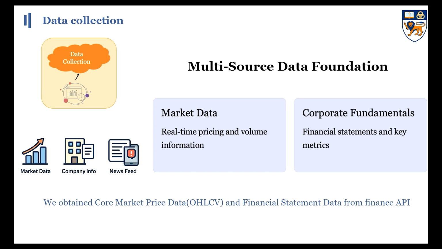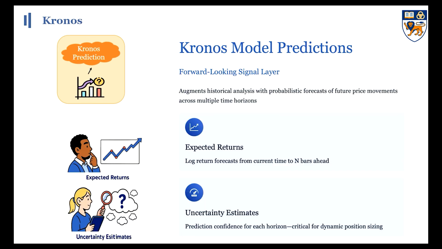We combine multiple sources, including historical OHLCV data, that's open, high, low, close, and volume, as well as fundamental financial data. All raw datasets are standardized, cleaned, and merged into a unified data structure, which serves as the foundation of our system. Next, we incorporate Chronos, a stock forecasting model.